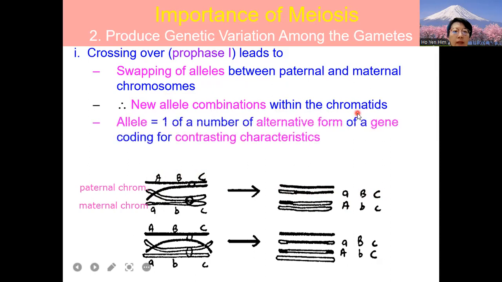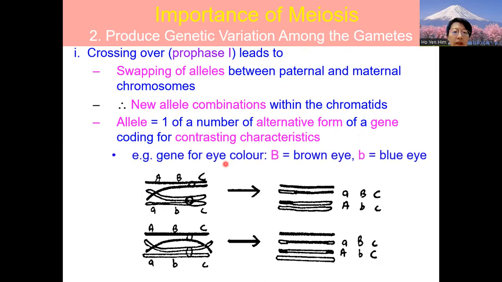Within the chromatids, what is an allele? Later on, you'll learn what an allele is. An allele is one of the alternative forms of a gene coding for a contrasting characteristic. I'll explain this to you in the next topic today.